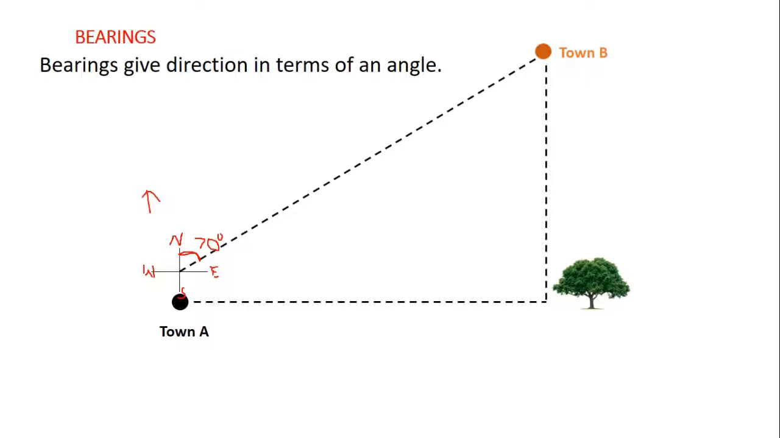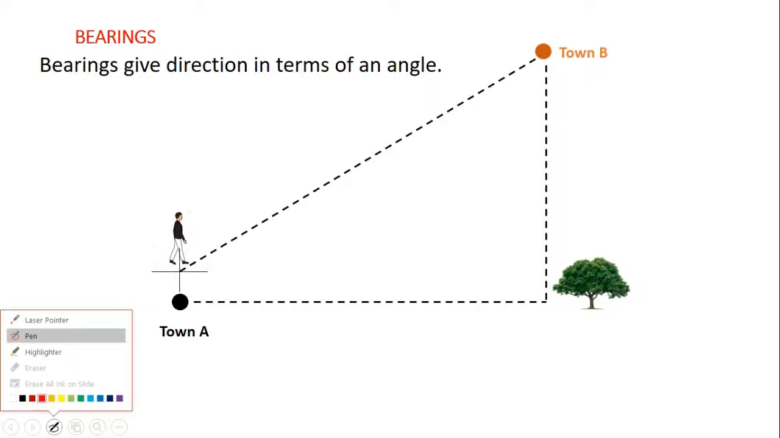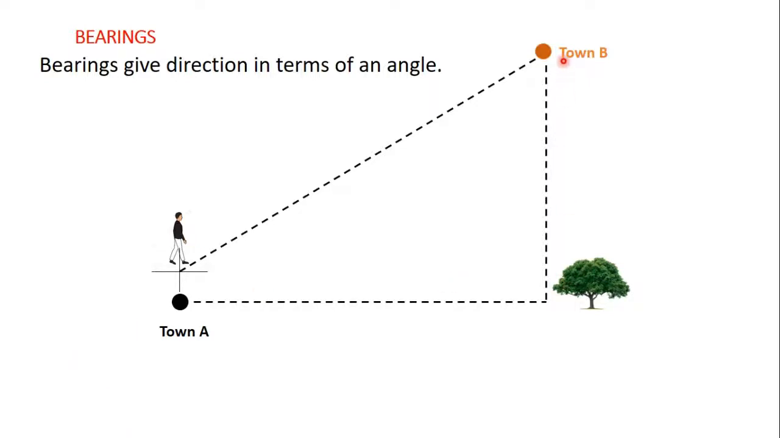Then he will now begin to walk on this line and he will get to town B. So from here, we can say that when Mr. Kofi gets to town A, this time he stands on town A, instead of walking straight to the tree, then turning left in order to get to town B, all he needs to do is turn through the angle that will be given to him. Here we are assuming that the angle is 70 degrees.